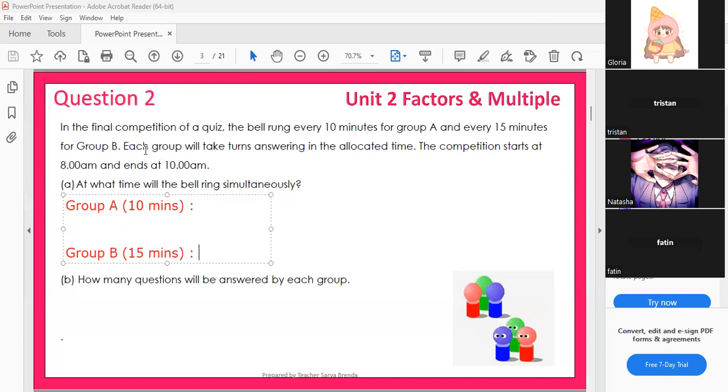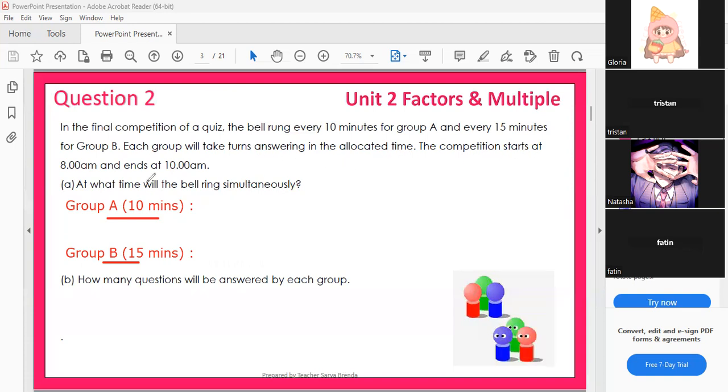Now, what will happen? Each group will take turns answering in the allocated time. Allocated means given. Okay, so that means every 10 minutes, group A will answer. Then another 10 minutes, group A will answer. Another 10 minutes, group A will answer. So group A will keep on answering in periods of 10 minutes. Group B will answer every 15 minutes. The groups will take turns answering in the allocated time.